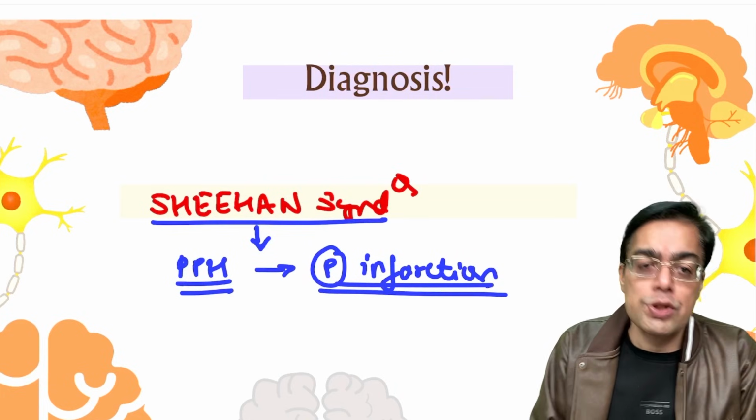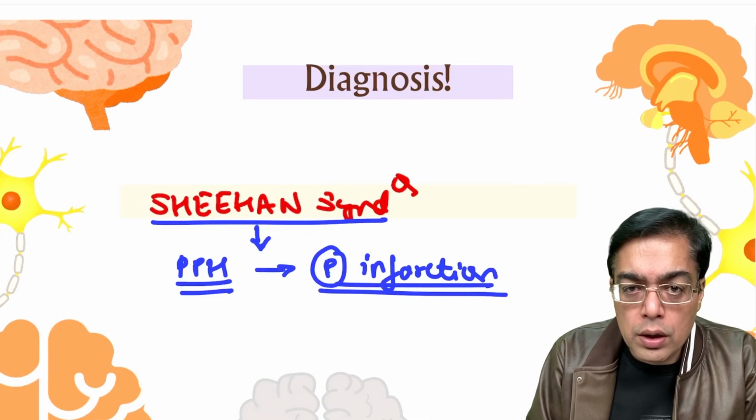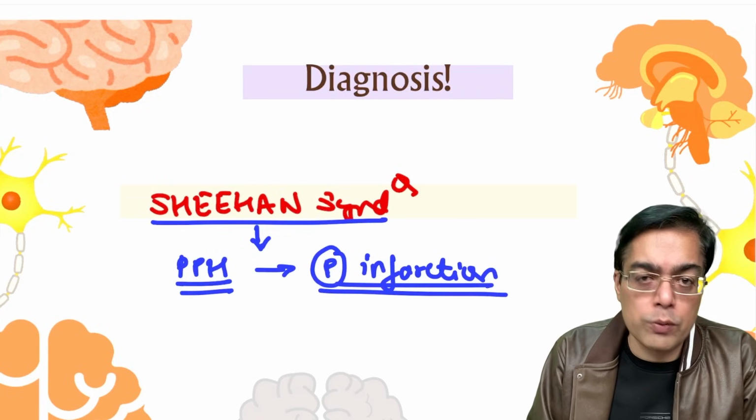So, severe postpartum hemorrhage contributing to the pituitary infarction is what is seen in a patient who is going to be suffering from Sheehan syndrome, and that is why the patient is unable to either menstruate or is not able to have a proper lactation, and that is what you need to remember for the exam question.